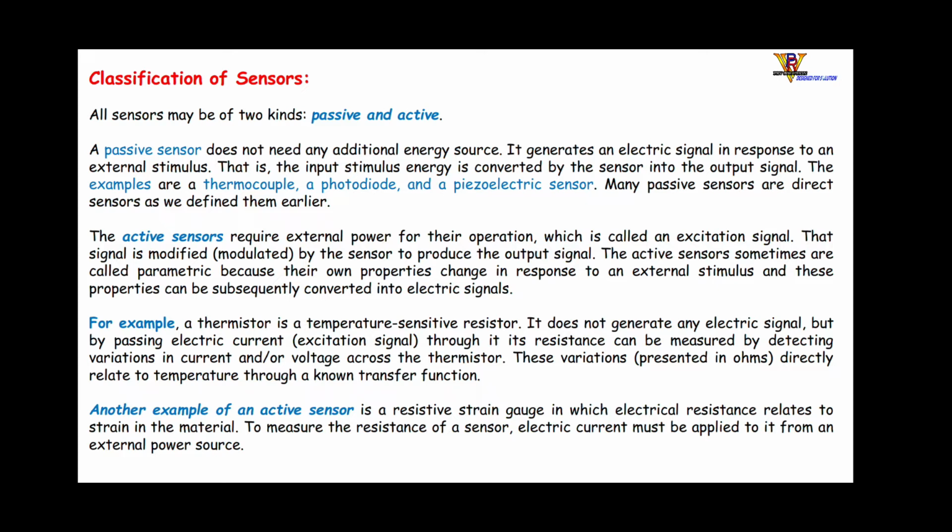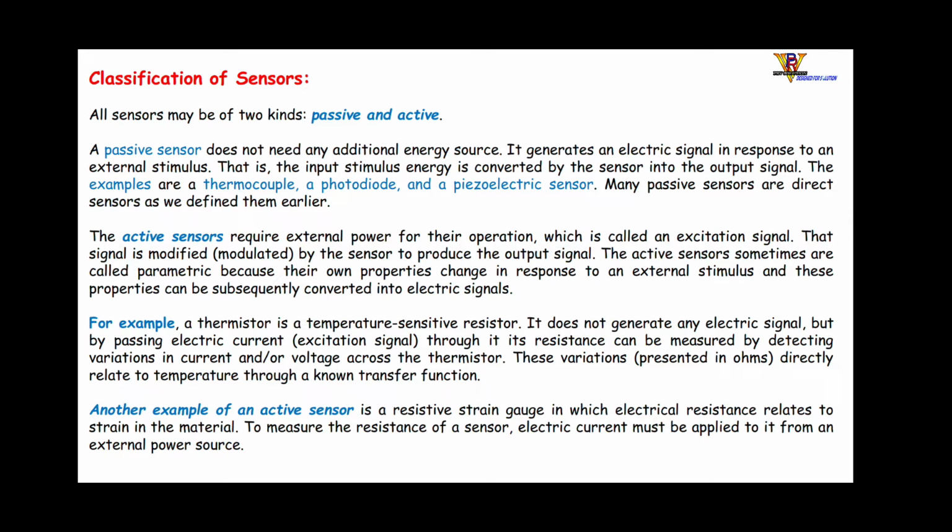For example, a thermistor is a temperature-sensitive resistor. Thermistor means temperature-sensitive resistor, meaning it will change its resistance with temperature. It does not generate any electrical signal, but by passing an electric current or excitation signal through it, its resistance can be measured by detecting the variation in the current or voltage across the thermistor. These variations in ohms directly relate to temperature through a known transfer function.